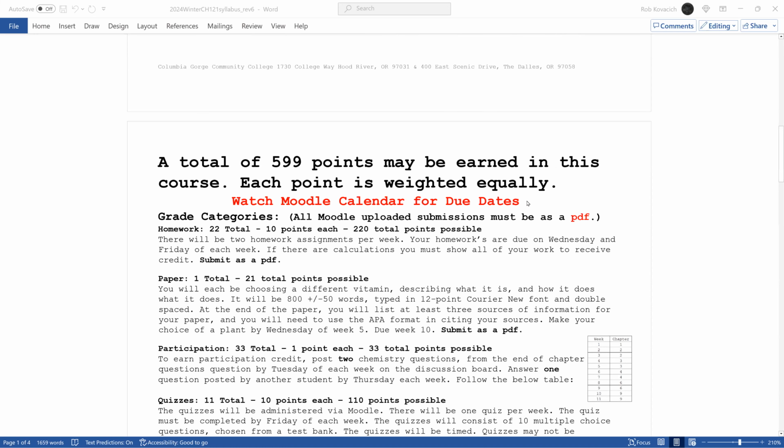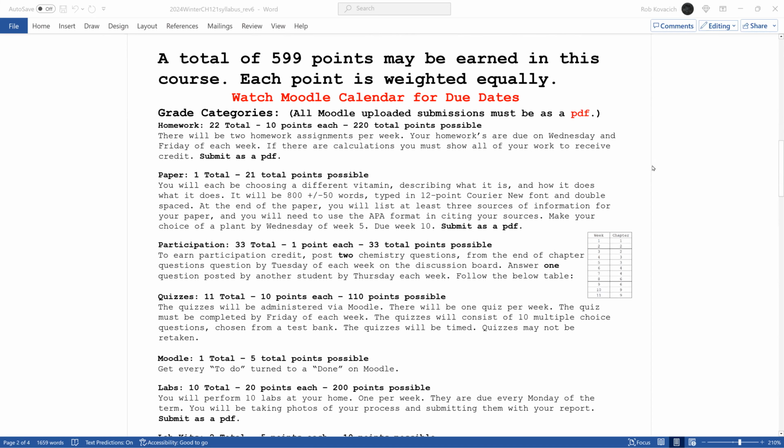There's a calendar on Moodle that you probably want to be paying attention to. I want to make sure that everybody's uploading everything as a PDF. Everything needs to be uploaded as a PDF. If you don't know how to do that, I've got a tutorial about how to do that, and we can always talk and work our way through that. You don't have to pay for Microsoft Office or anything like that. You can use something like OpenOffice or LibreOffice. Those things are both free.